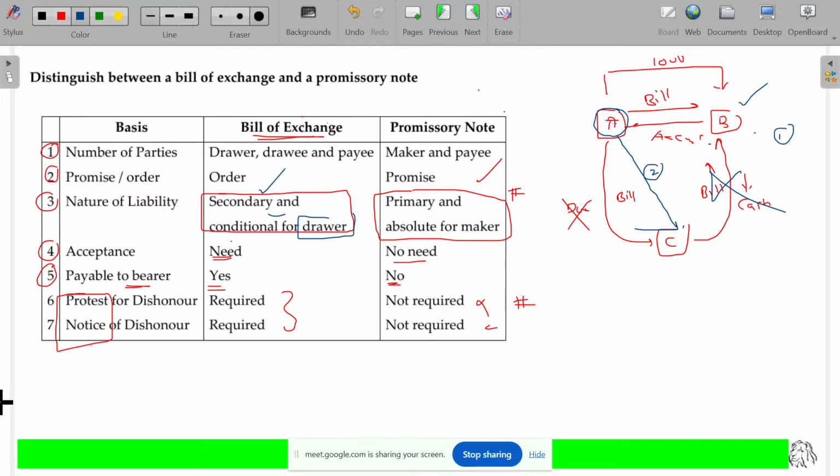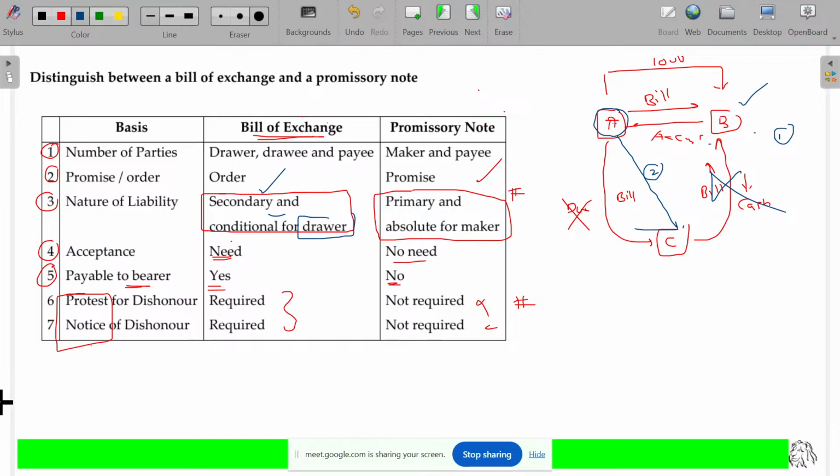Such a case will not be there in a promissory note because only two parties are there. A himself commits to pay. Now, the entire responsibility is only on the maker. In case of bill of exchange, A gives this bill to a third party, stating that no worries, sir, B will settle this money. If B fails, sir, no problem, I am here. So, I am giving secondary responsibility also. Is that clear?